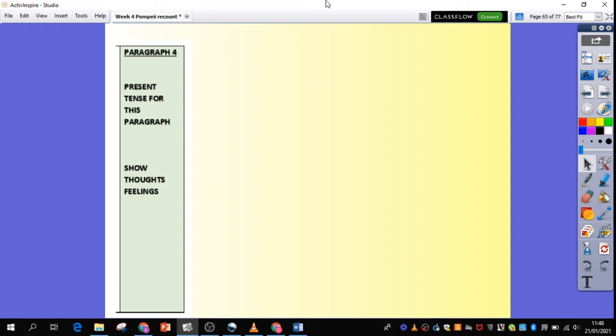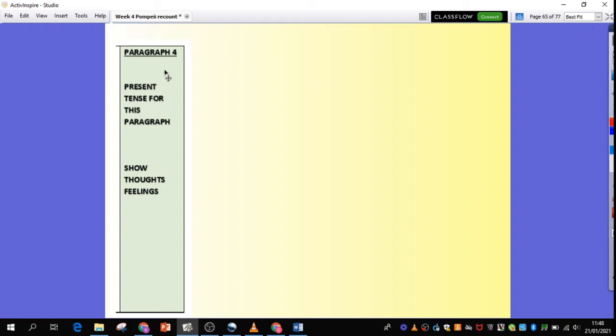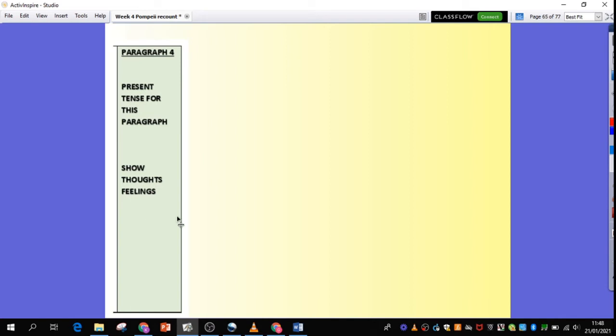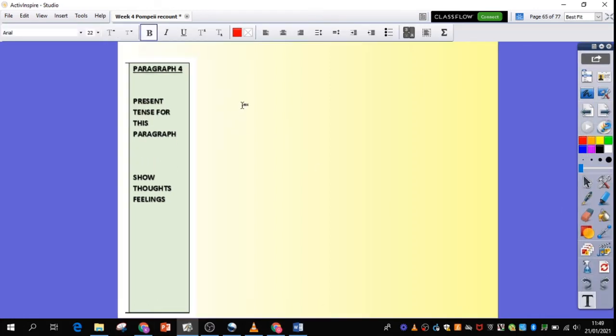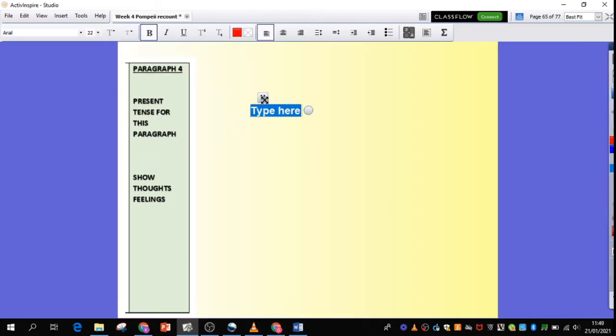In paragraph 4, you have to show the shift in tense because you are in the present now, reflecting back on what has happened. So you're in present tense just for this paragraph. Your other 3 have all been in past tense, and you're going to show your thoughts and feelings. Now, let me start typing and you see whether I am a survivor or whether I died that day.